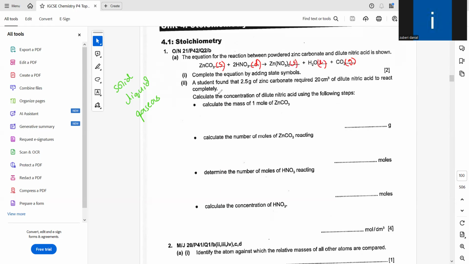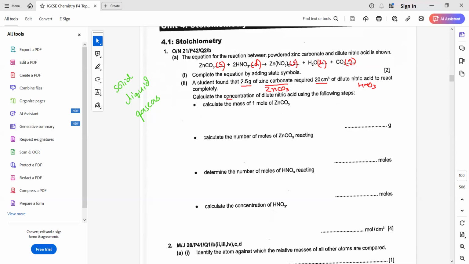What we are discussing right now, or what we should be doing right now, is the question that says a student found that 2.5 grams of zinc carbonate required 20 cubic centimeter of dilute nitric acid to react completely. So if the question talks about zinc carbonate, since you don't know the formulas right now, we can just start off with zinc carbonate is this, nitric acid is this. So they say mass of zinc carbonate is 2.5 and nitric acid's volume is 20 cubic centimeter.